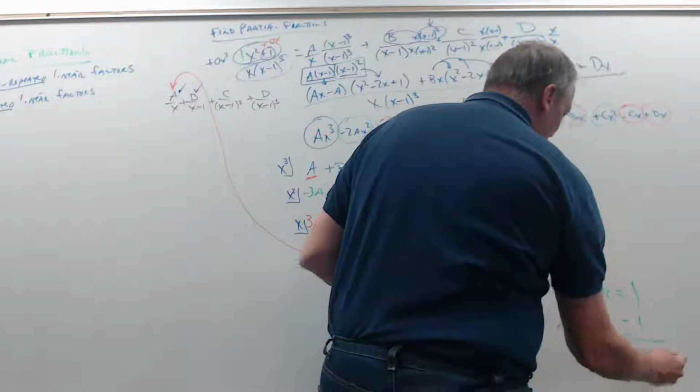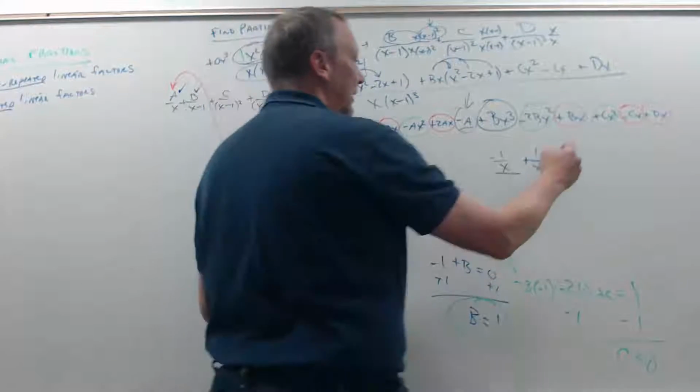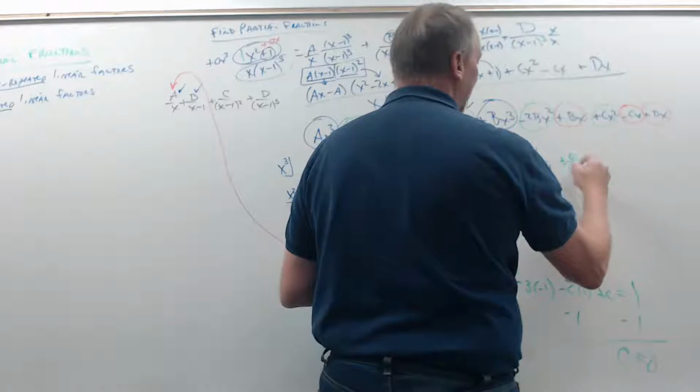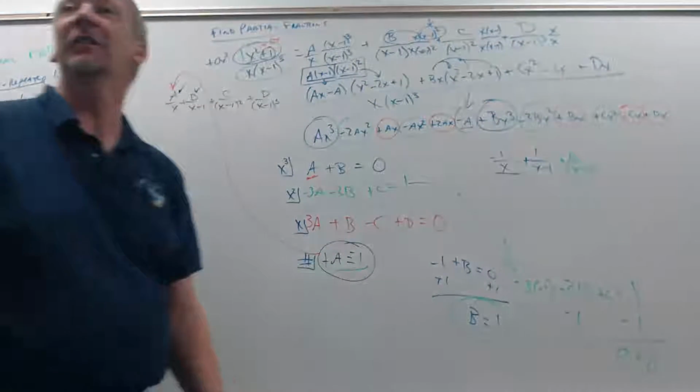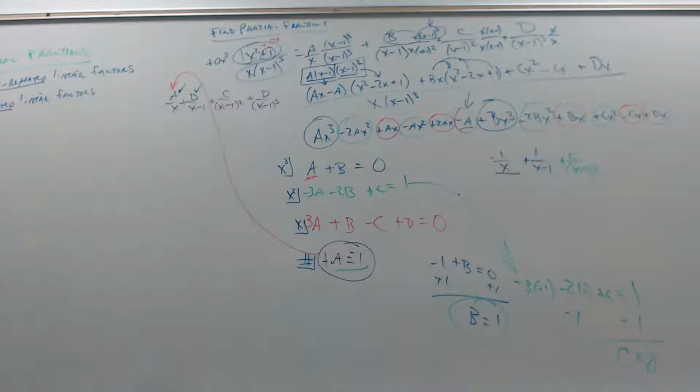C equals 0. So now this part is plus 0 over x minus 1 squared. I really don't need to put that, but I'll do it anyway. And then finally, we're going to pick on Jonathan.